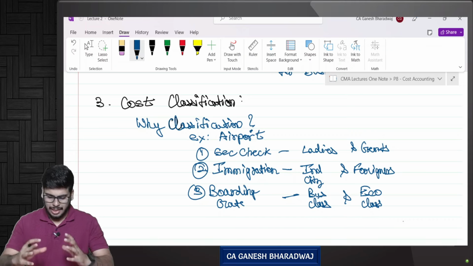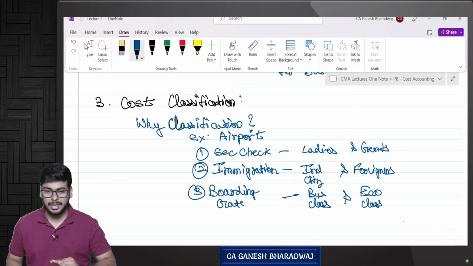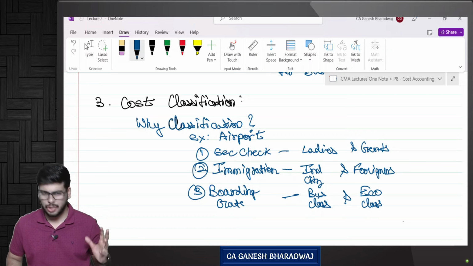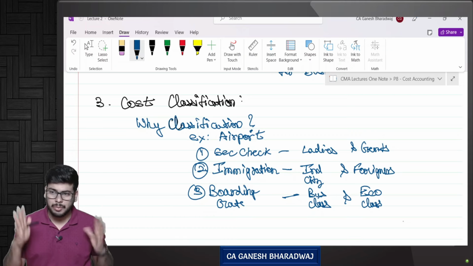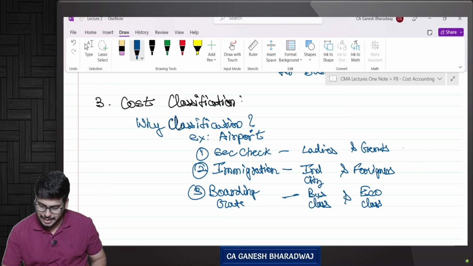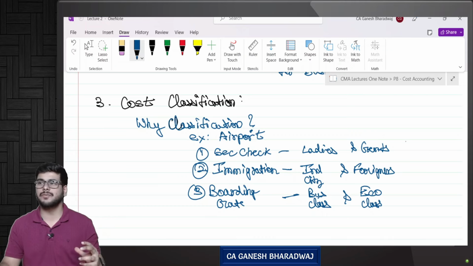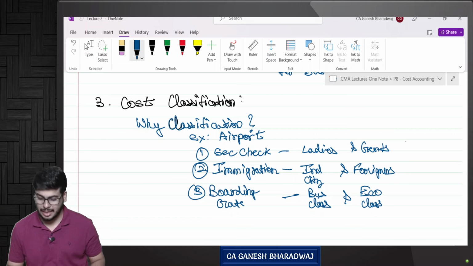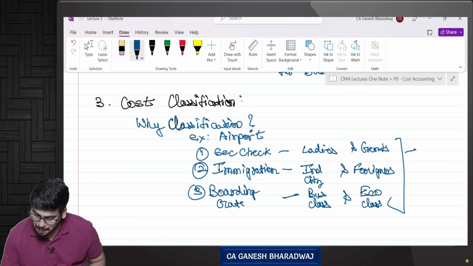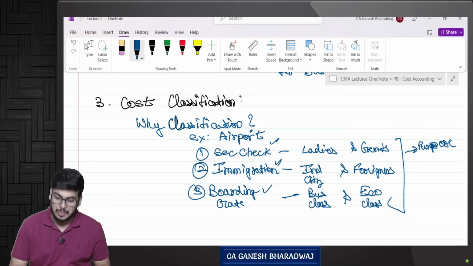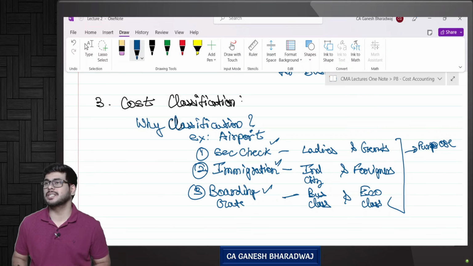Always remember, in all these three examples, in all these three cases, a human being is a human being throughout. Correct? Human beings are only getting classified, but they are getting classified as ladies and gents, or Indian citizens and foreigners, or business class and economy class, based on the purpose that is required to be achieved at each of these different areas.